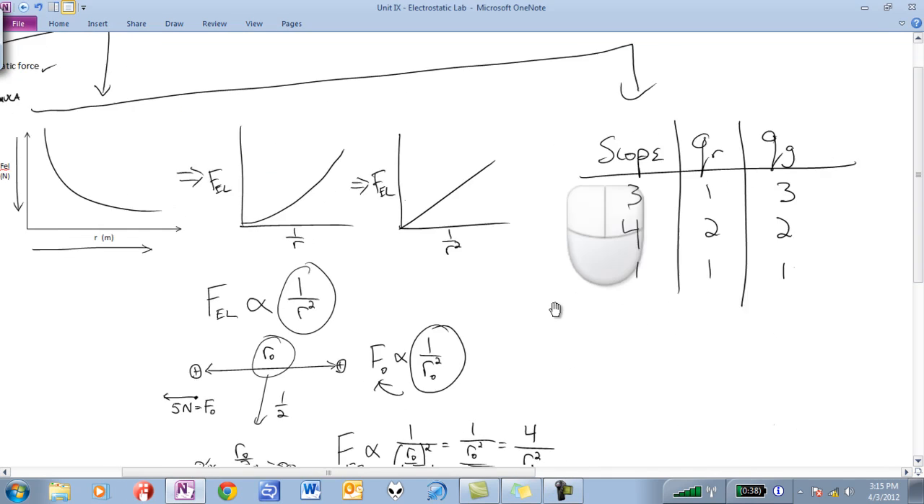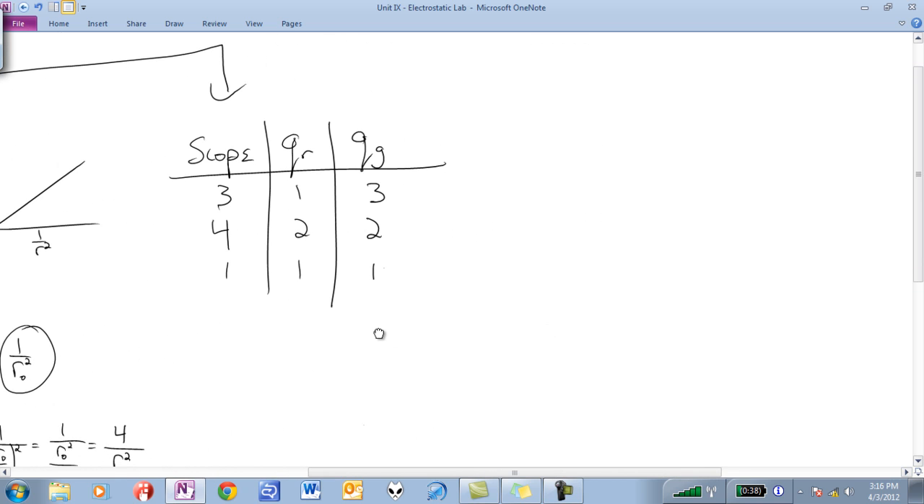So to develop the formula in class, what we did was we looked at everyone's slope and how that related to QR and QG. For groups that had a slope of 3, they had 1 and 3, let's say. If they had QR and QG of 2 and 2, their slope was 4, and if you had a whole bunch of 1s, your slope should have been about 1. And you realize, after looking at more of this data, the slope in this case is equal to QR times QG. So the two numbers multiply. 3 times 1 is 3, 2 times 2 is 4.